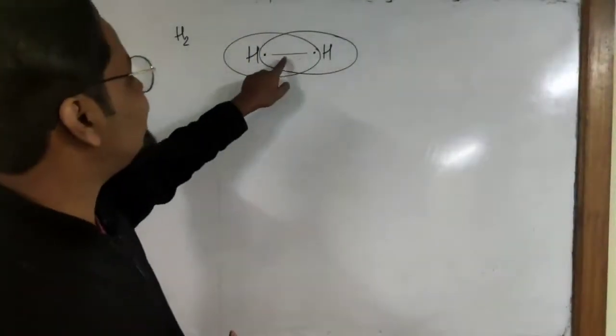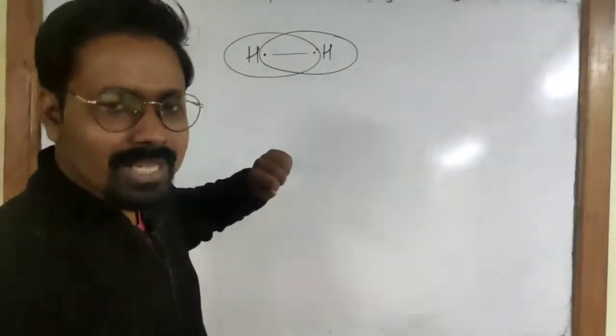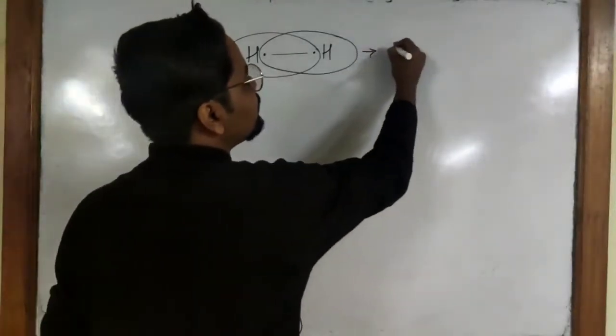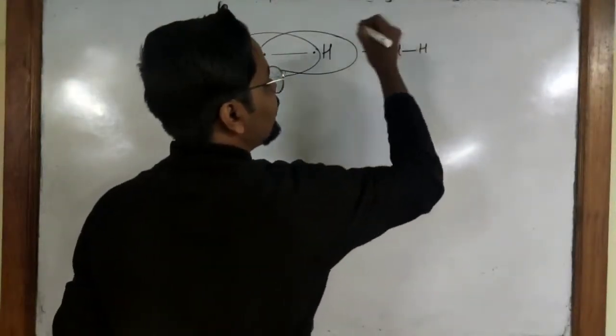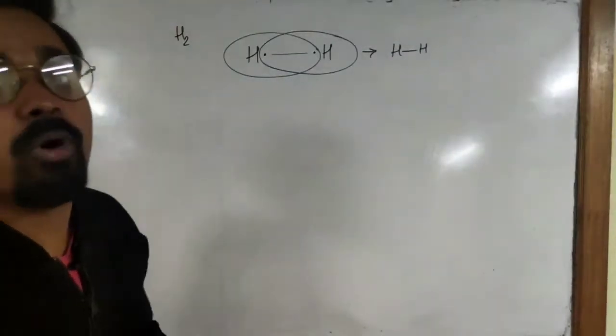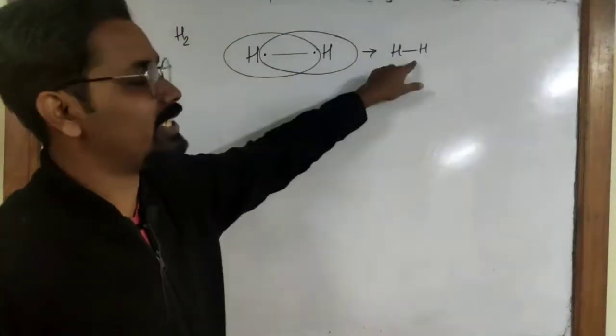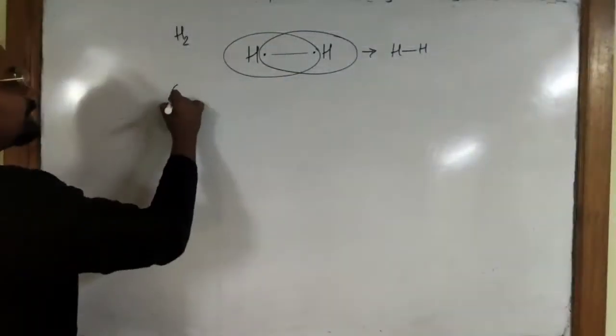Now, as only a single pair of electrons is shared, the bond formed is a single bond. So, it will be H-H, this dash is showing the bond. So, only a single pair of electrons, so single bond. Let us move on to oxygen.